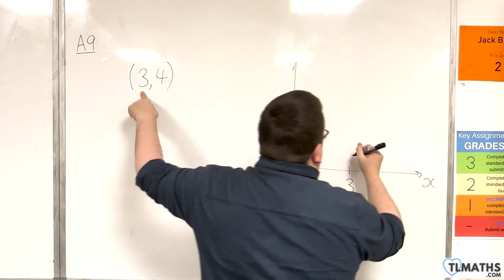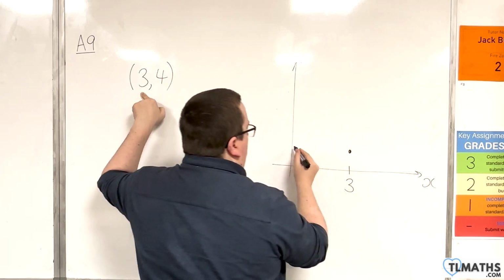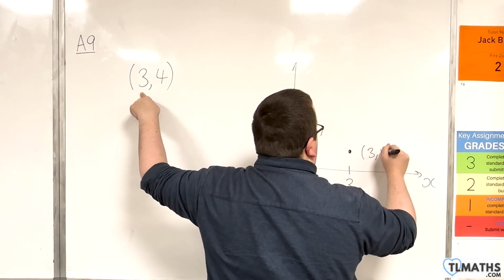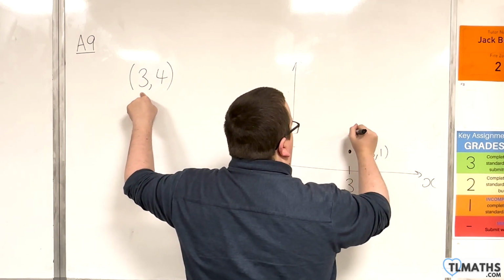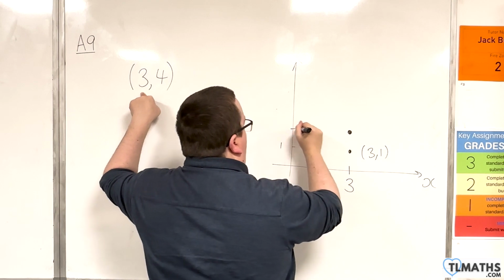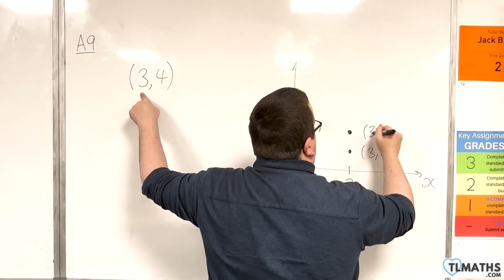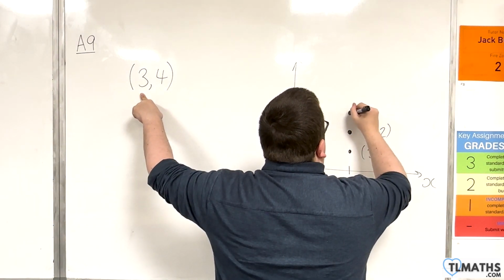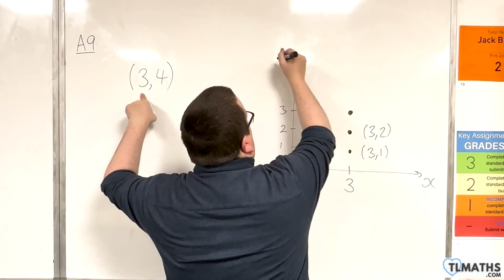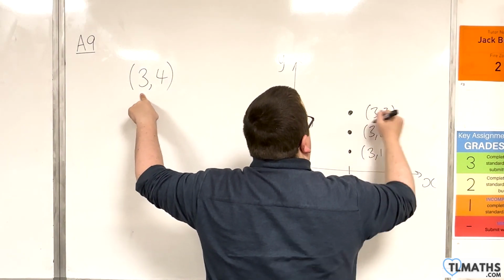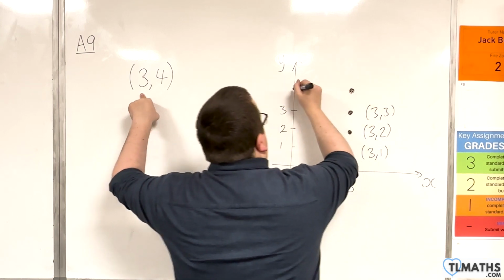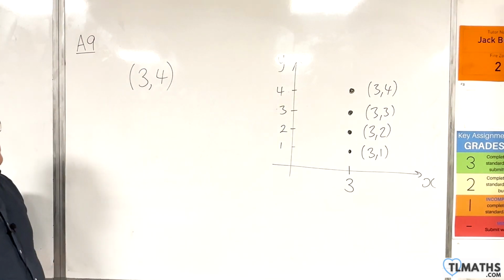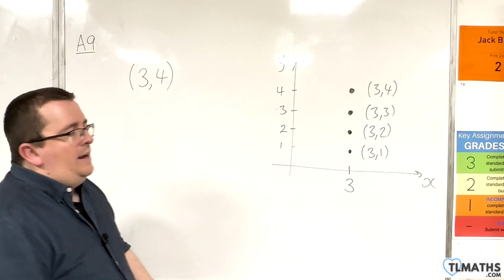So this point here, for example, that has y coordinate of 1, this point is 3, 1. And then this point here, which is at 2 on the y-axis, will have coordinates 3, 2. And then we will have this point here, which is at 3 on the y-axis, which is at 3, 3. And then one more. At 4 on the y-axis, well, this is 3, 4. And all of these points have x-coordinate of 3.